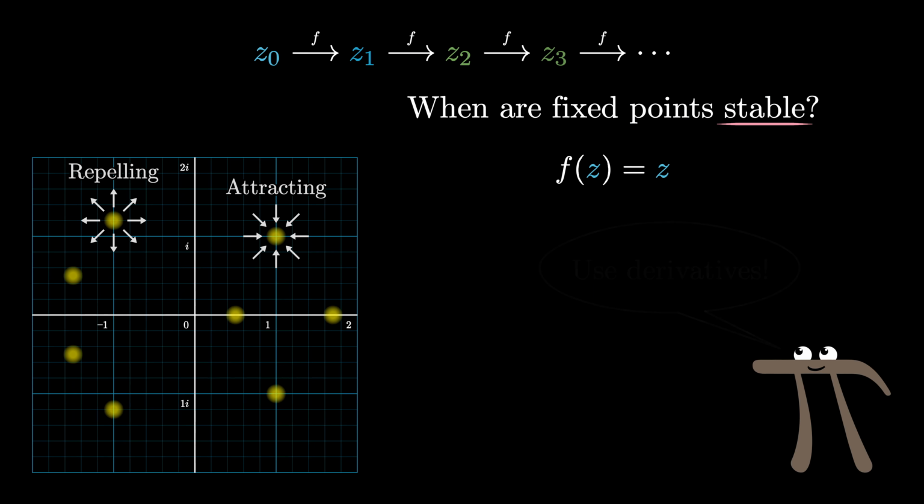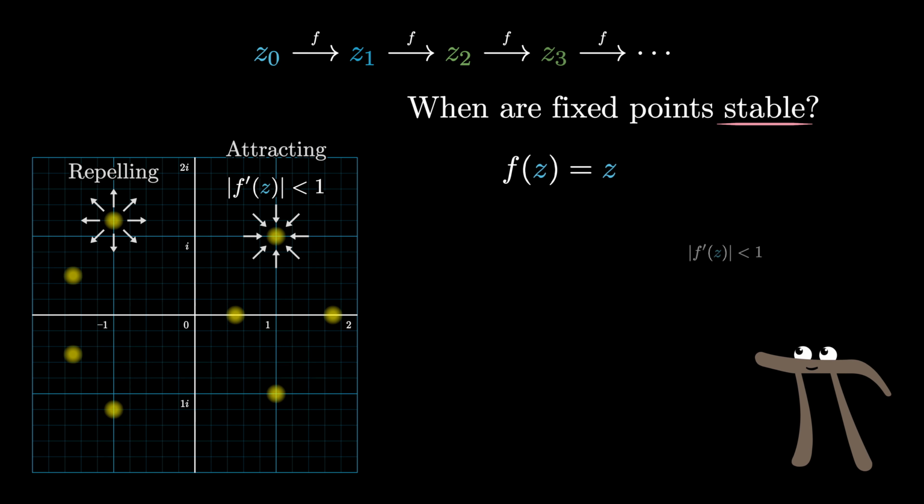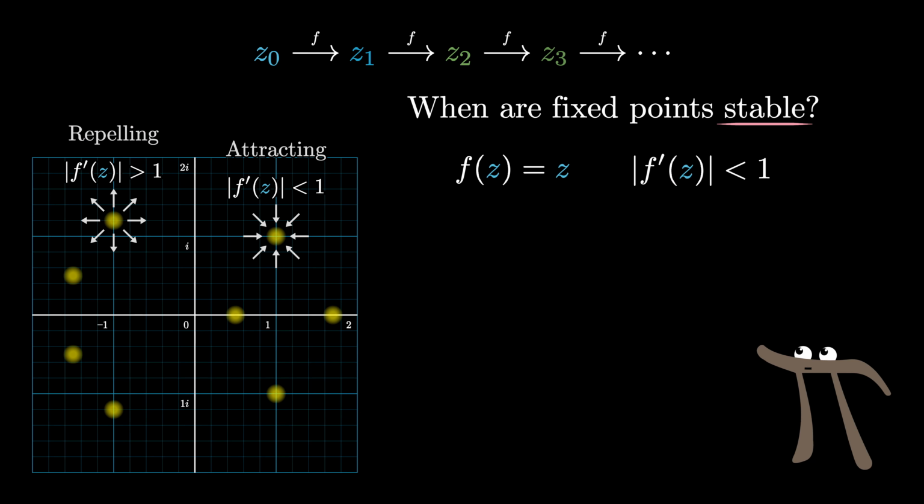So if you compute the derivative of a function at its fixed point, and the absolute value of this result is less than 1, it tells you that the fixed point is attracting, that nearby points tend to come in towards it. If that derivative has an absolute value bigger than 1, it tells you the fixed point is repelling, it pushes away its neighbors.